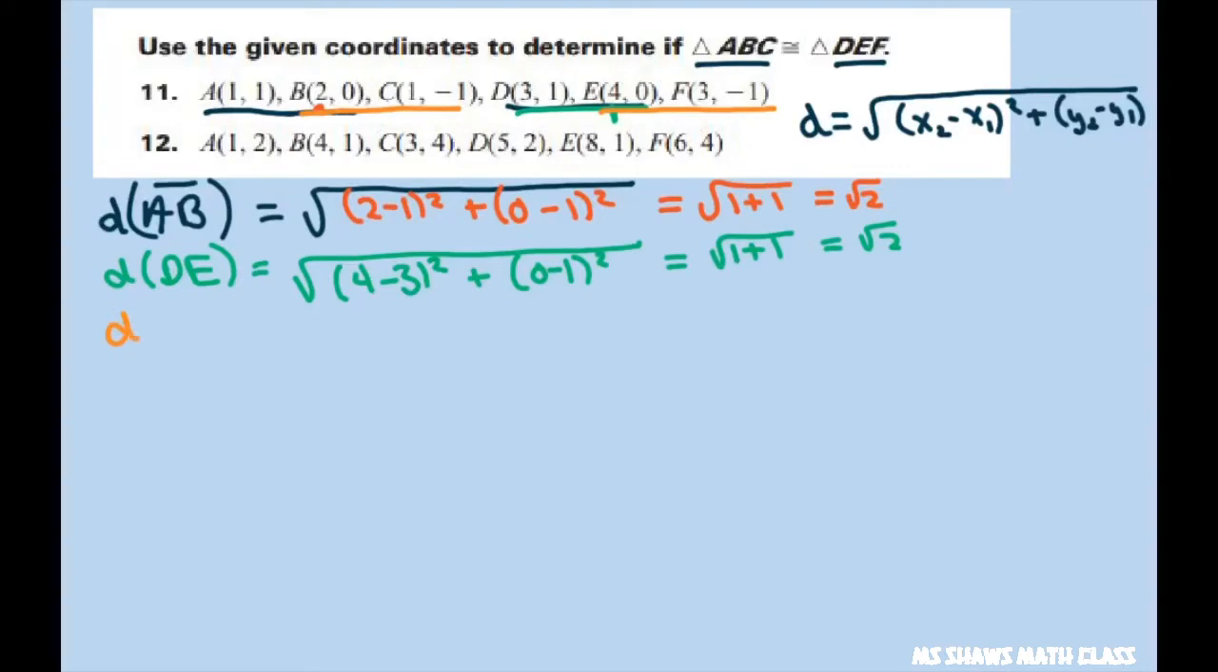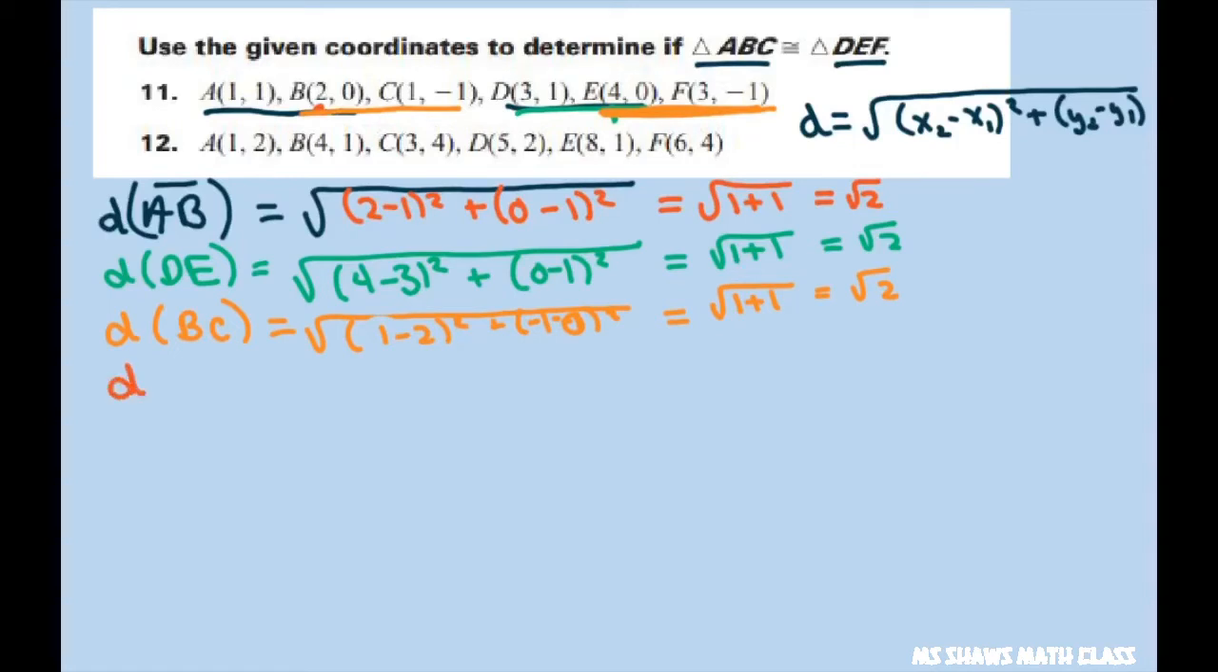So we're going to do the distance of BC, which equals, start with x first. So that's going to be doing BC. So this is going to be 1 minus 2 squared plus negative 1 minus 0 squared. So that's going to be same thing pretty much. 1 plus 1 equals square root of 2. So these two should also be the square root of 2.